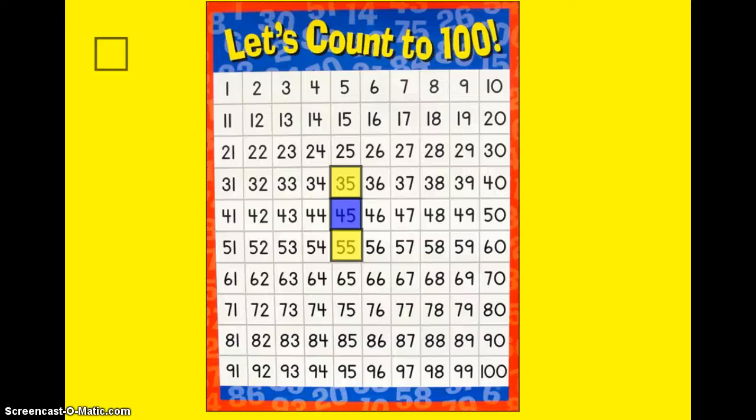You may notice that 35, which is 10 less than 45, is right above 45 on the 100 chart. And that 55, which is 10 more than 45, is right below 45 on the 100 chart. This pattern or this trick can help you to use the 100 chart to find what 10 more than a number or 10 less than a number would be.